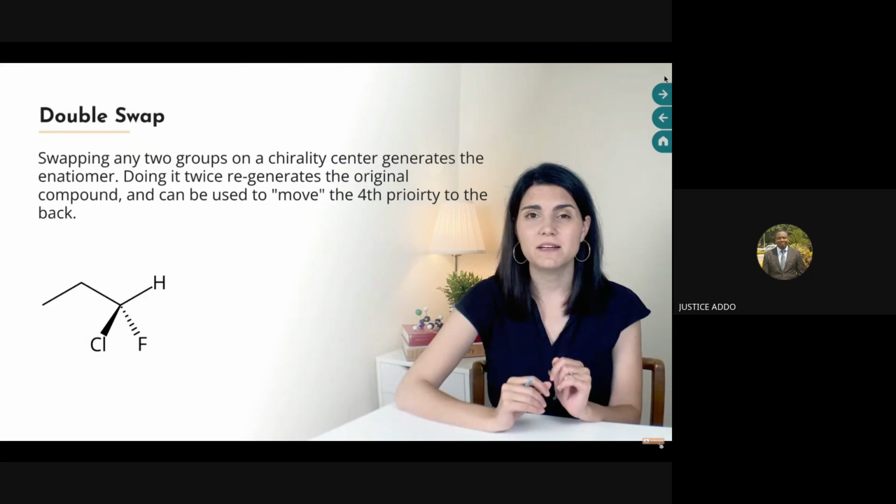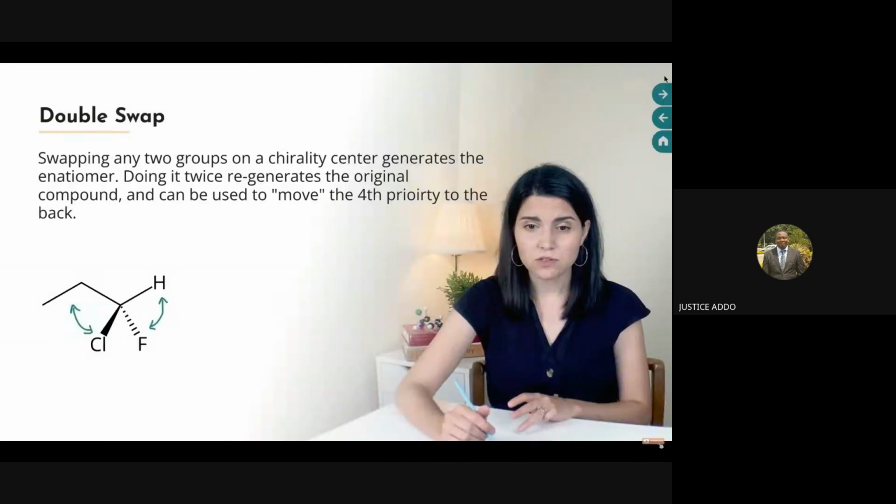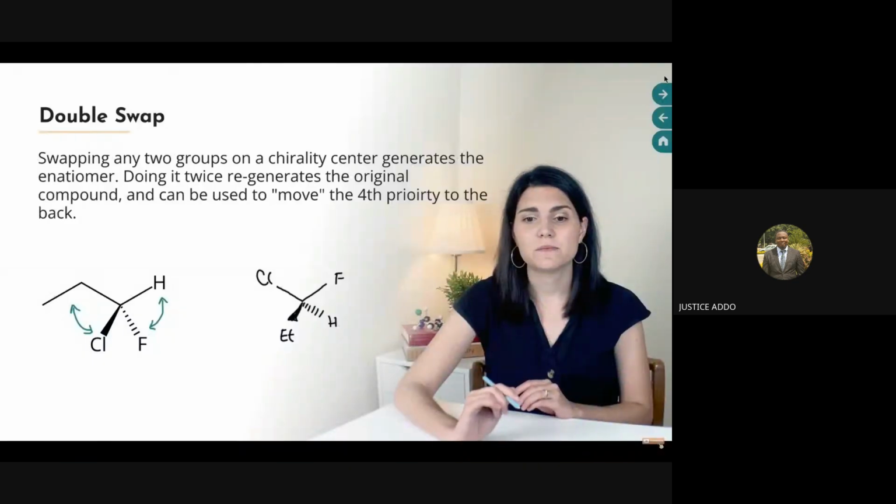And you can use this to your advantage to get the fourth priority group pointing away from you on a dashed bond. In this example, we're going to swap the hydrogen and the fluorine, and also swap the ethyl and the chlorine. So these two are drawn in different perspectives, but they are the same molecule.